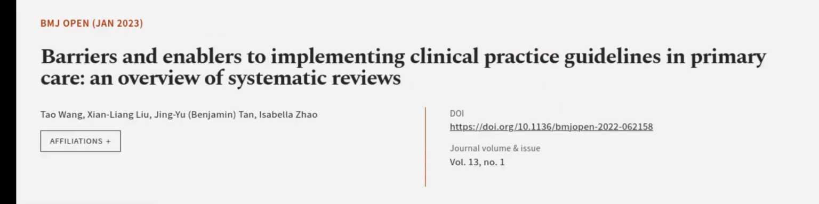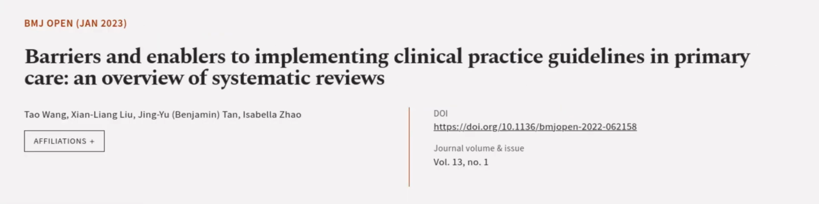care models, establishing well-coordinated multidisciplinary networks, increasing technical support, encouraging PCPs and patients' engagement in guideline development, standardizing the reporting of guidelines, increasing education and training, and stimulating PCPs and patients' motivations. All these activities should be conducted with consideration of the social, cultural, and community contexts to ensure successful and sustainable CPGs implementation. This article was authored by Dao Wang, Xian-Liang Liu, Jing-Yu, Benjamin, Tan, and others.